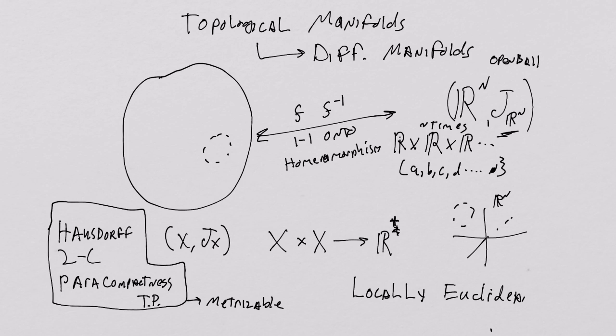Euclidean, right? We want to find spaces that are not necessarily homeomorphic to Euclidean space, but some spaces that are locally Euclidean, which means they're locally homeomorphic to Euclidean space. So let's have a look at what that actually means.